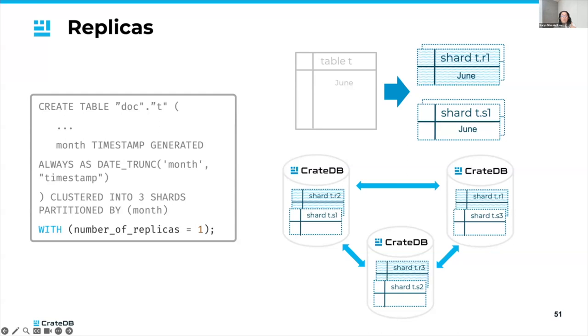CrateDB continually synchronizes data from primary to all replicas, a process known as shard recovery, just so you know the logic, so you understand they are in sync. So when a primary shard is lost, as in the example I gave before, CrateDB will promote a replica to a primary, so we'll make sure the data is safe.